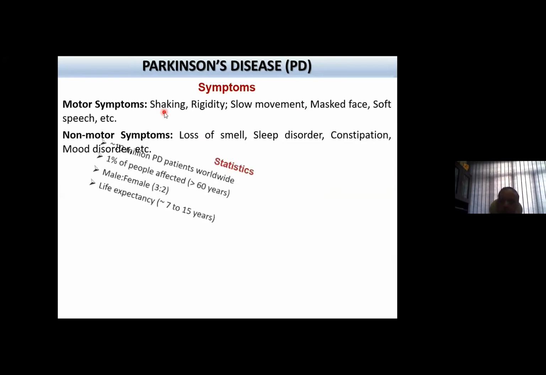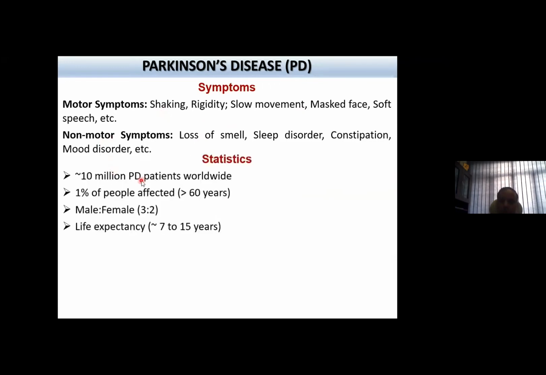The current statistics say that we have almost 10 million PD patients worldwide. Out of that, 1% of people are normally affected after they reach the age of 60 and above. The disease is more vulnerable in the case of males as compared to females, because the ratio is 3:2. And regarding life expectancy, once diagnosed, the patient can live between 7 to 15 years.